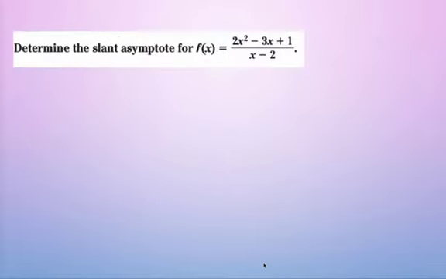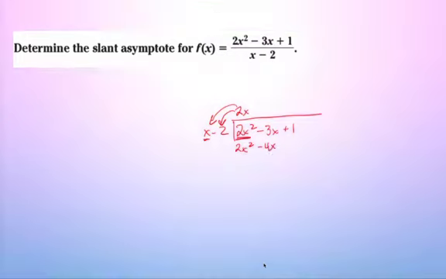One more. Determine the slant asymptote for f of x equals 2x squared minus 3x plus 1 over x minus 2. What do we have to multiply x by to get 2x squared? We would have to multiply it by 2x. So 2x times x would be 2x squared. 2x times negative 2 would be negative 4x. Switch all your signs. That cancels out. Negative 3x plus 4x is going to be x.